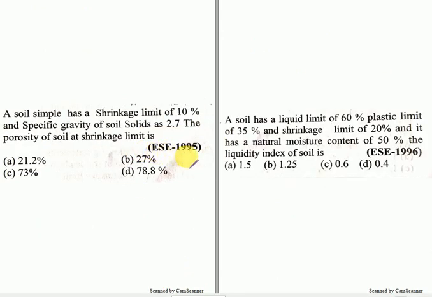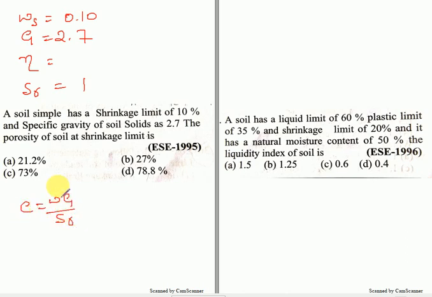Again, two questions from Indian Engineering Service. A soil sample has a shrinkage limit WS equal to 0.10, and the specific gravity of the solids is equal to 2.7. What they are asking us to find is the porosity at the shrinkage limit, so degree of saturation will be 1. So the formula is e equals wG divided by S. I need to find the value of e first. W is 0.10 into G is 2.7, and since it is a saturated soil, you have to take the degree of saturation as 1.